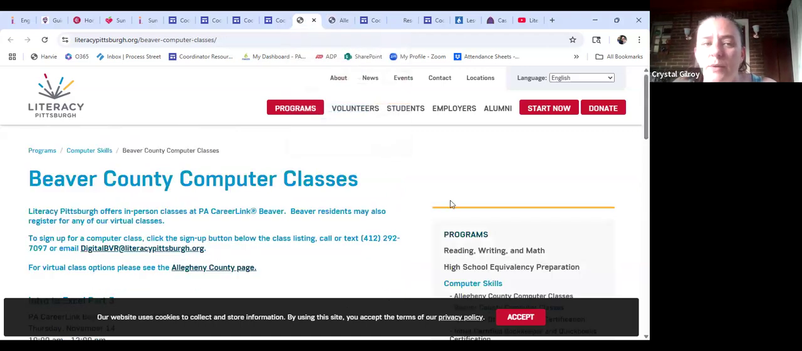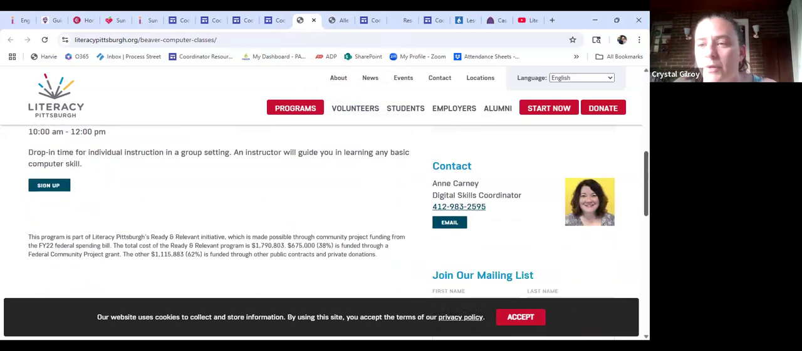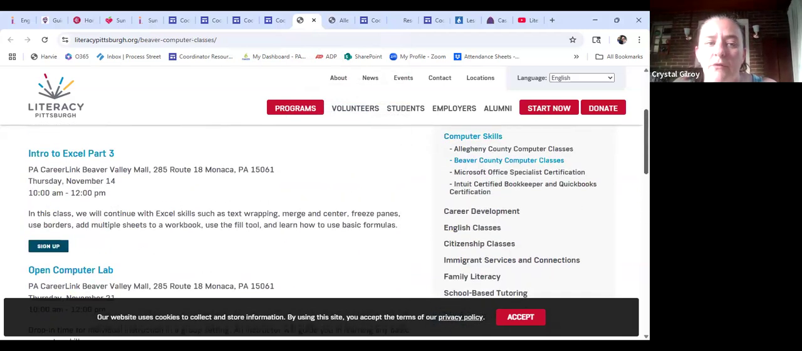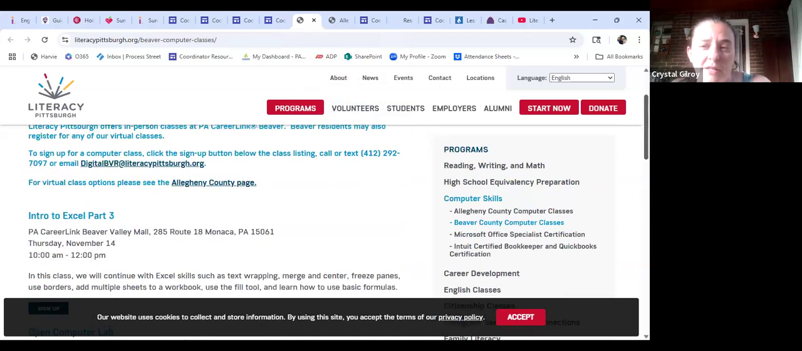In Beaver, we do have classes in Beaver County as well. So again, I'm just kind of putting that out there. For right now, they're usually a little bit more limited, and this one is an older one, but they do exist. So that is also something that is out there.